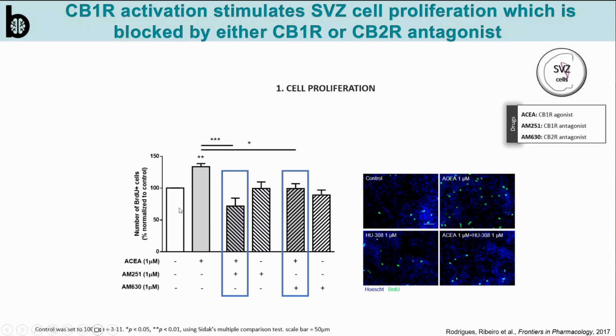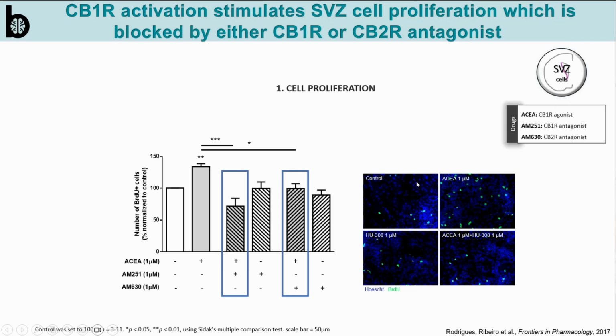And we counted, so this is a CB1 receptor agonist, and we counted the effect that this agonist had on proliferation. We observed that CB1 activation promotes proliferation. You can see here an increase. So we have more green cells. And what was really interesting was that blocking CB1 or CB2 was inhibiting this effect.